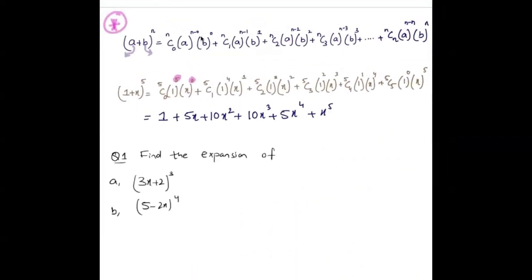Okay, I'm leaving the screen over here. I want you to use the same formula and try to expand (3x + 2) to the power of 3. Now the first term is not 1. The first term is 3x over here. Just do the first part.